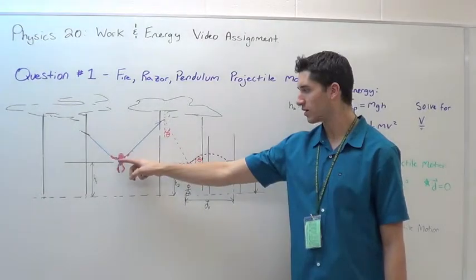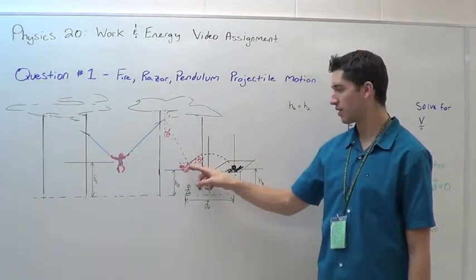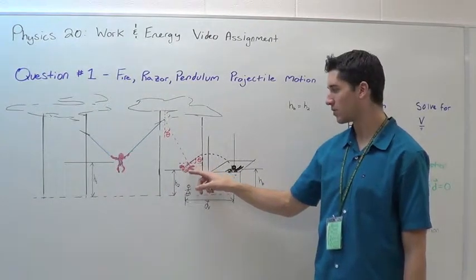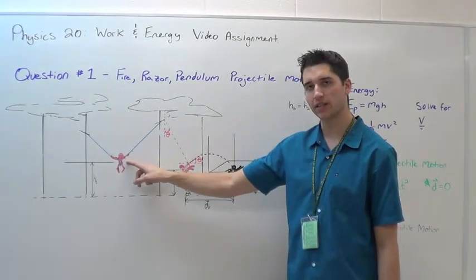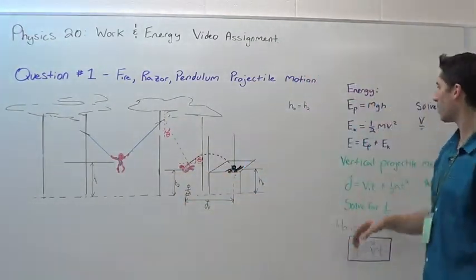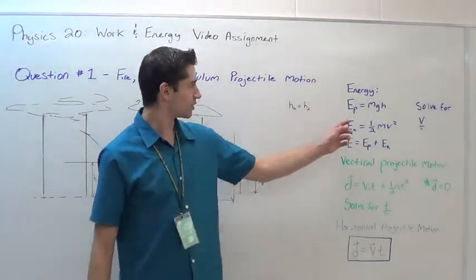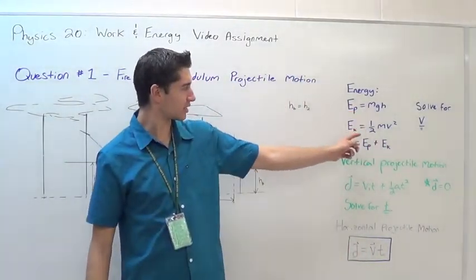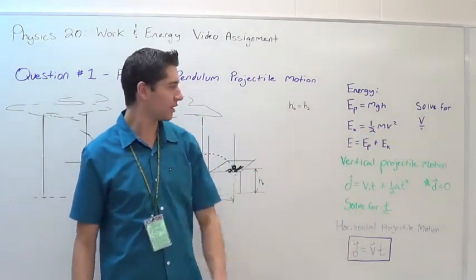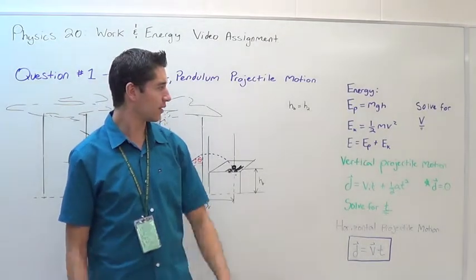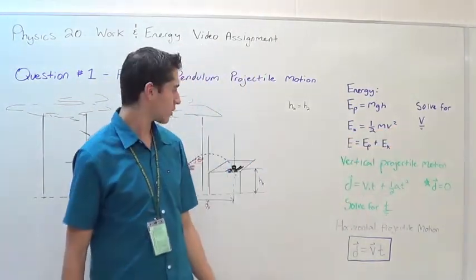Whatever potential energy he had here has to equal his total mechanical energy at this point of his swing here. That means his potential energy and his kinetic energy must add up to the potential energy at this point here. So knowing that, we can look at our energy formulas. We have potential energy equals mgh, kinetic energy equals 1/2 mv squared, and our total mechanical energy is potential plus kinetic. Using those, we can solve for his velocity.